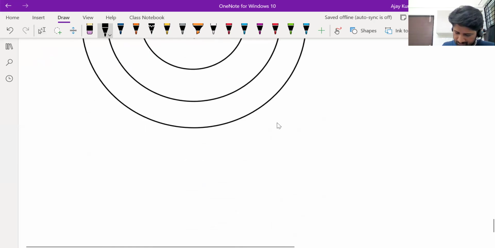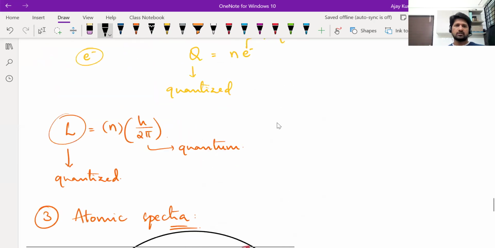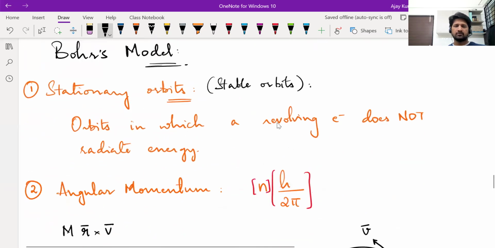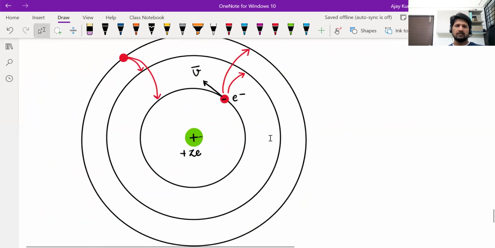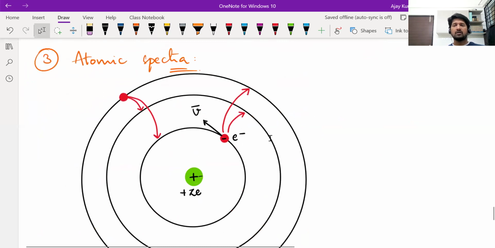Let us begin with that. Remember the three postulates. First, he proposed the idea of stationary orbits in which electrons don't radiate energy. Then he said what is special about these stationary orbits: in a stationary orbit, the angular momentum of the electron is quantized. It should be an integral multiple of h by 2 pi. And atoms absorb or emit only those radiations which help electrons jump from one stationary orbit to another, higher or lower. Only those wavelengths will be absorbed or emitted.